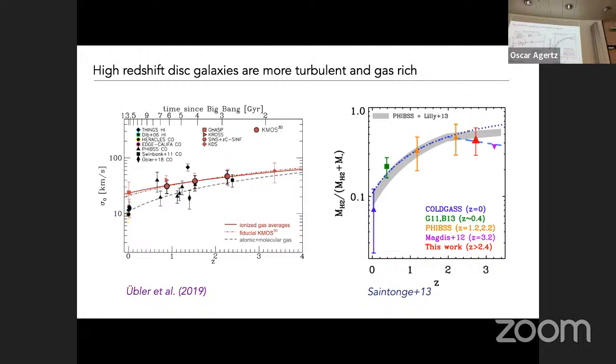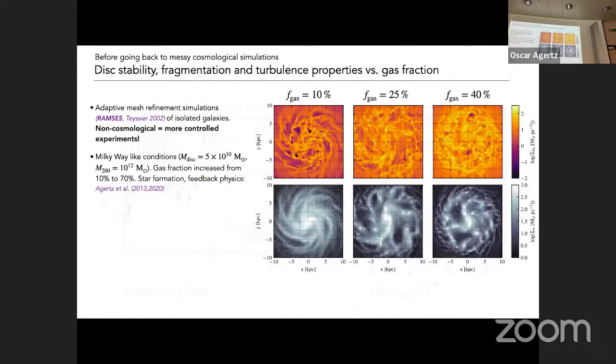Okay? So what happens if we have turbulent and gas-rich galaxies? What's the nature of such objects? And this is an occasion where we want to simplify the problem, right? So before we go to the cosmological models, let's do something much more simple. Okay? So let's set up isolated models of galaxies and do this at a very high resolution. Okay? So now let's model something that could be a local universe galaxy like this, 10% gas fraction, kind of what the Milky Way has.